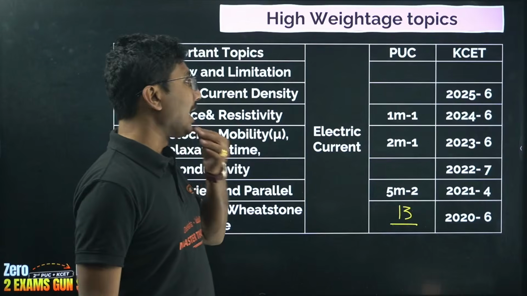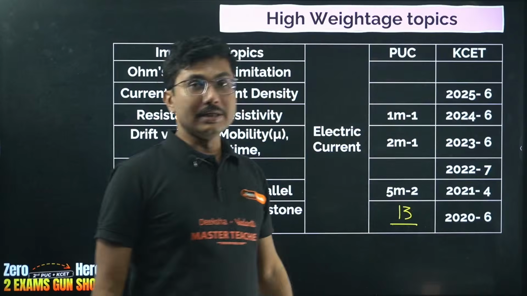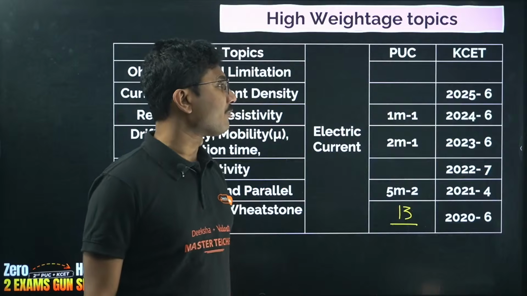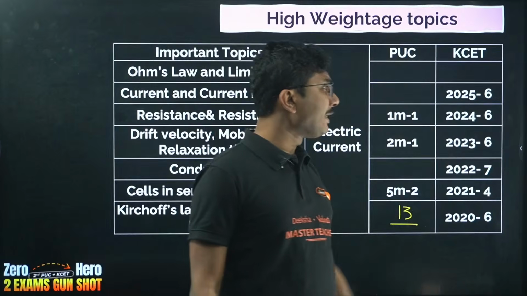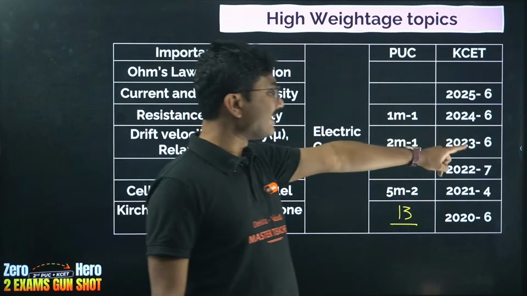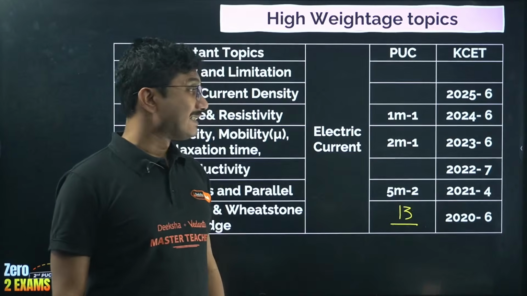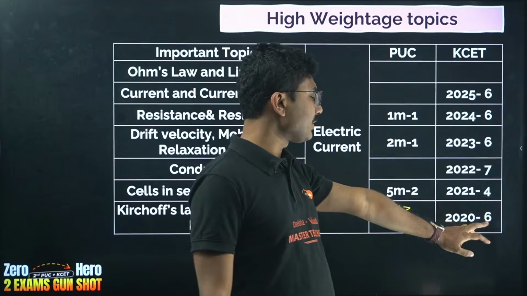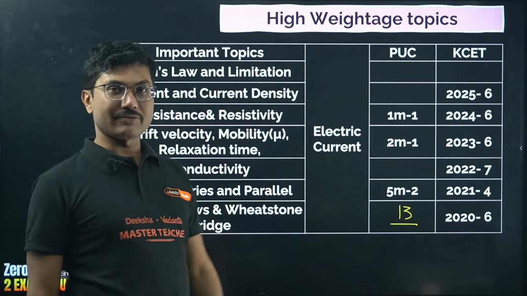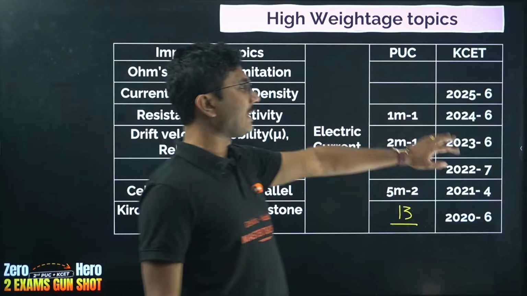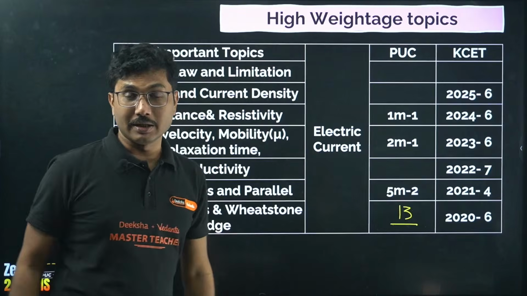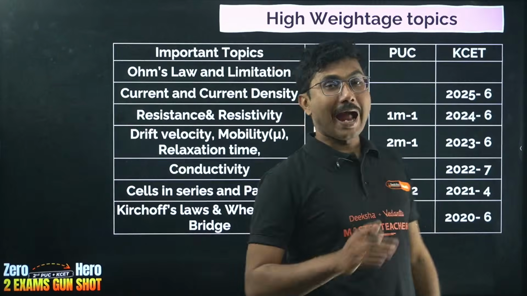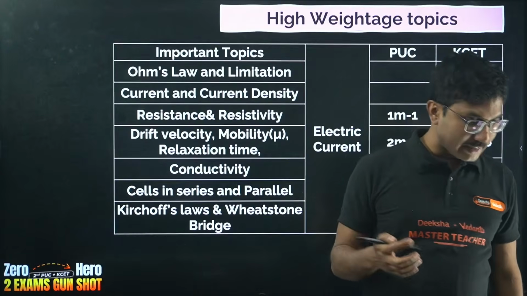What else? If you see the KCET year-wise analysis, in 2025, 6 questions came from this chapter. In 24, 6 questions; 23, 6 questions; 22, 7 questions came from this chapter; 21, slightly less, 4 questions; and in 2020 again 6 questions. So we can expect another 6 questions in 2026. So 6 questions in KCET and 13 marks in your PU board exam.